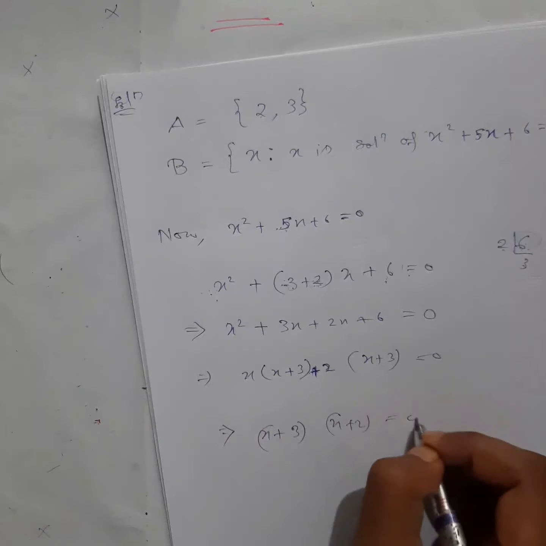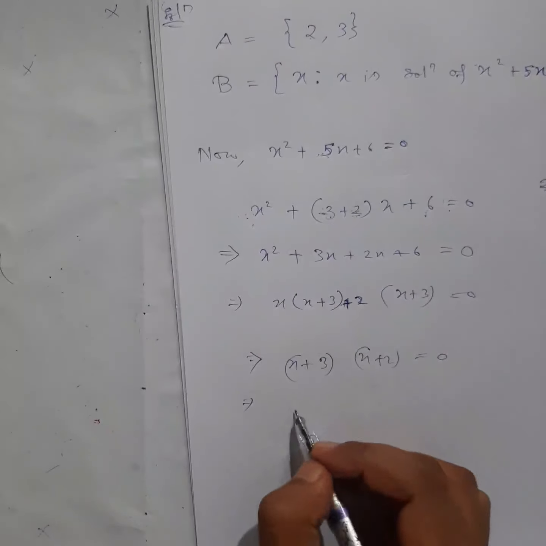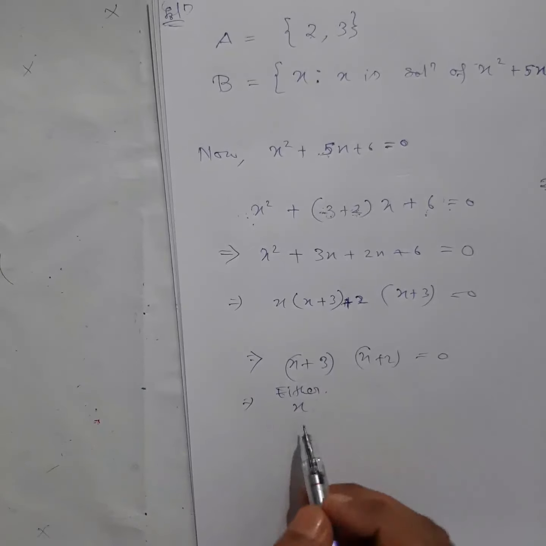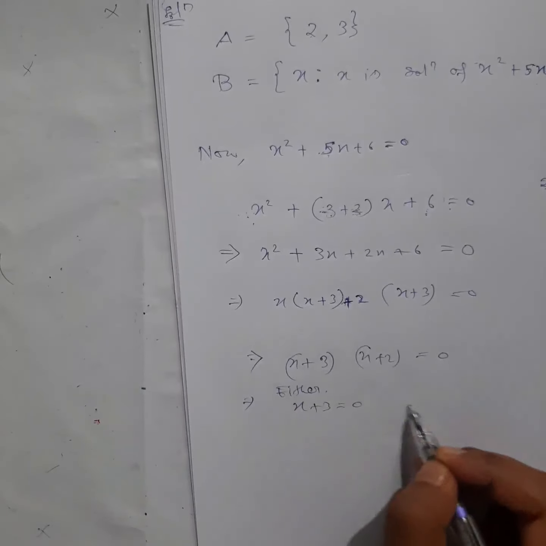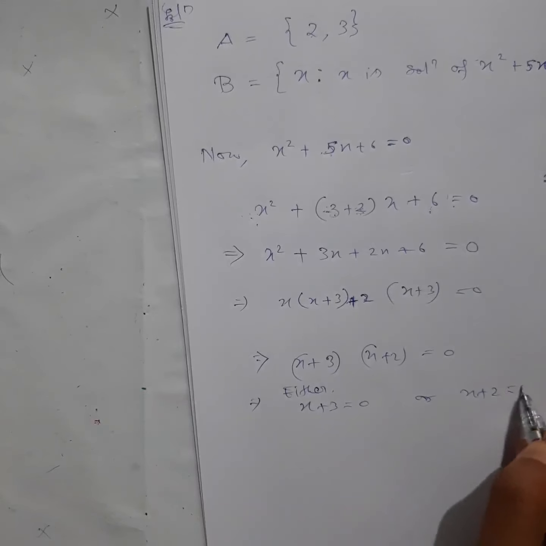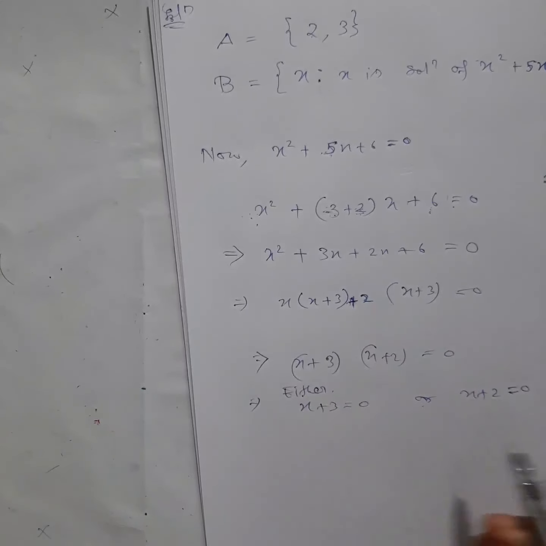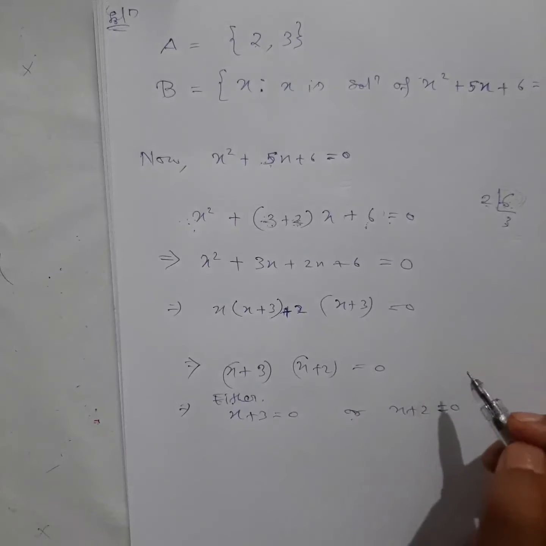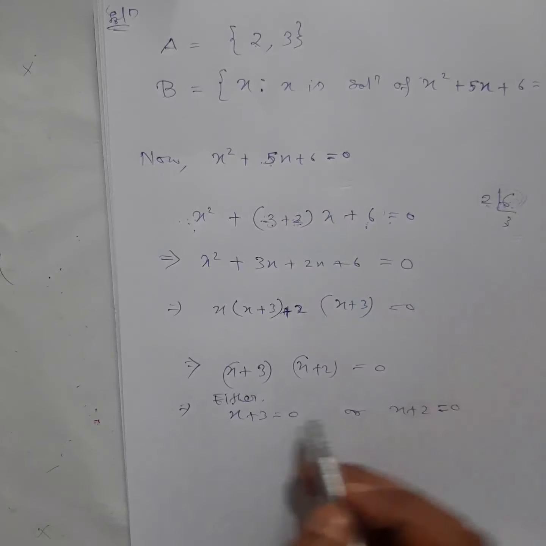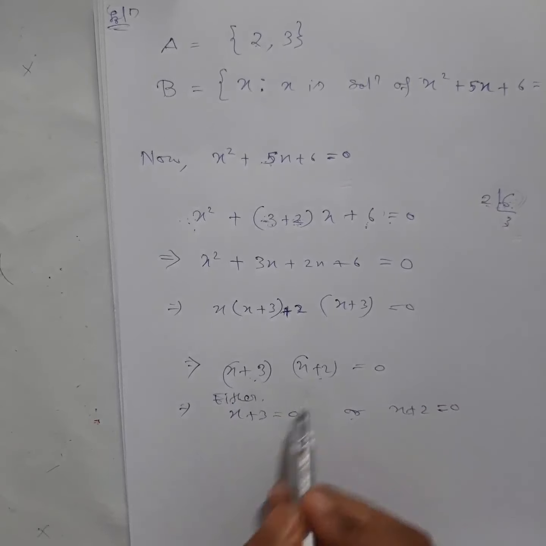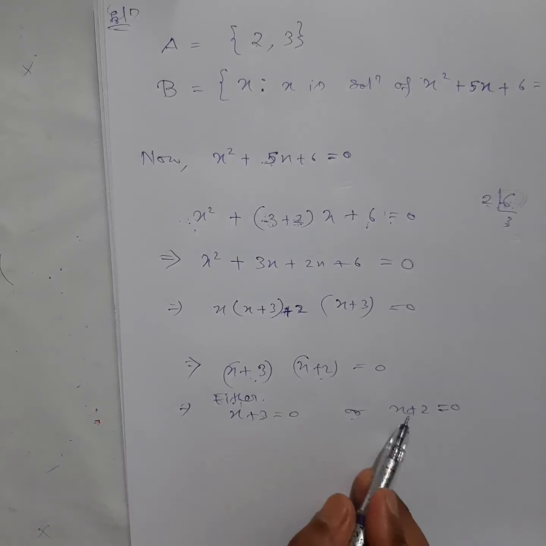x plus 2 is equal to 0, which implies either x plus 3 is equal to 0 or x plus 2 is equal to 0. I hope all of you know the reason behind why we write this. Most students don't understand this one; they simply memorize these things. Why do we write that either this or this must be 0?